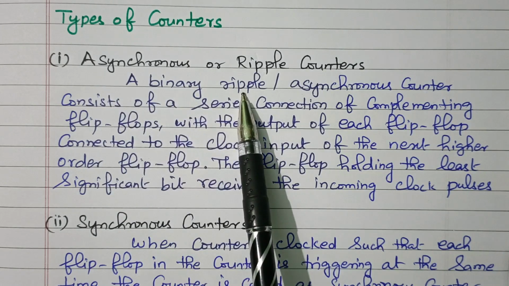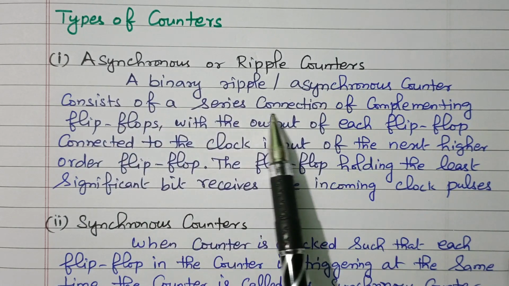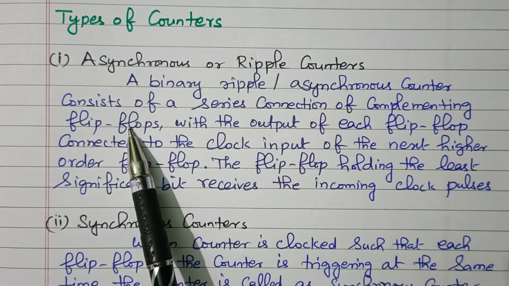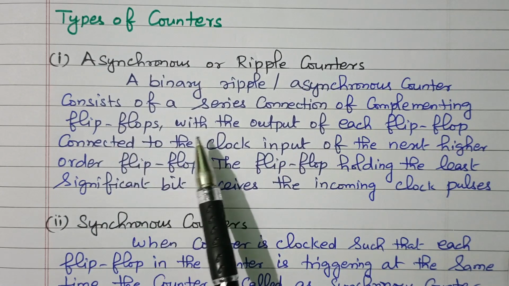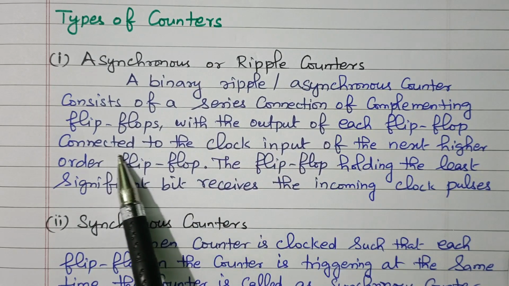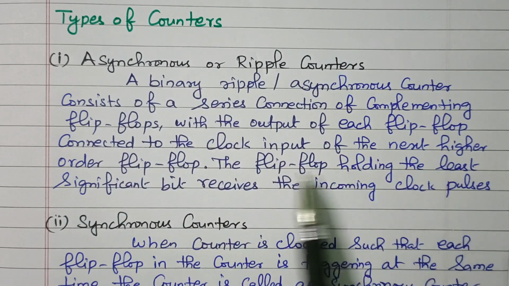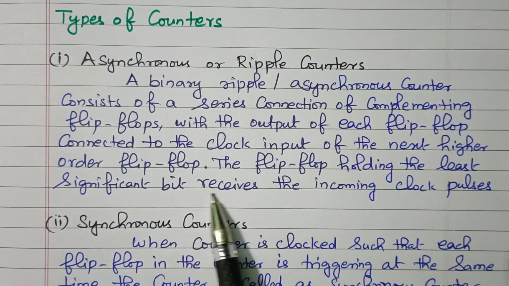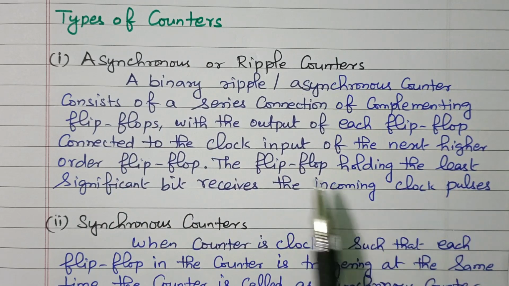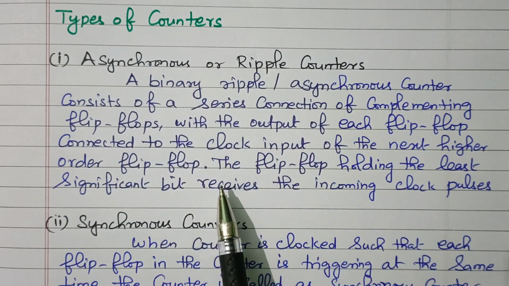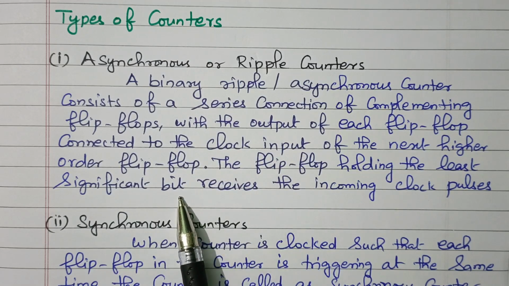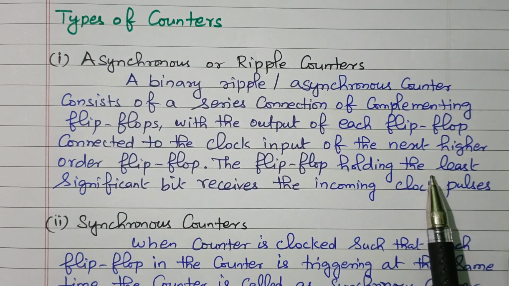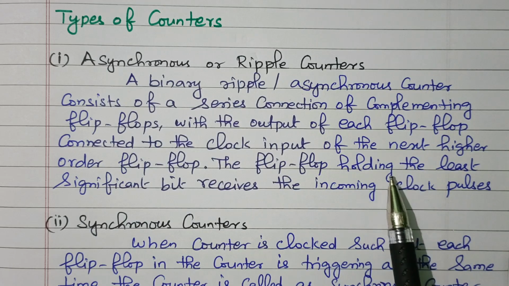A binary or ripple or asynchronous counter consists of a series connection of complementing flip-flops. Complementing flip-flop means each flip-flop gets the complemented clock pulse, with the output of each flip-flop connected to the clock input of the next higher order flip-flop. The flip-flop holding the least significant bit receives the incoming clock pulse. Suppose there are n flip-flops available: only the least significant bit, that is the first flip-flop, will receive the clock pulse. The second flip-flop receives as its clock pulse the output of the first flip-flop.